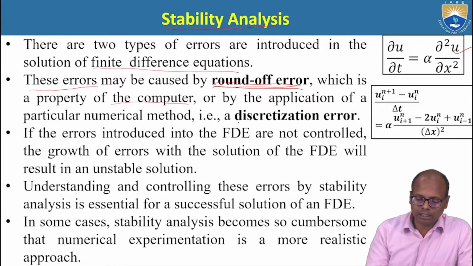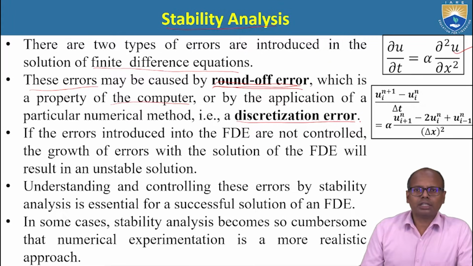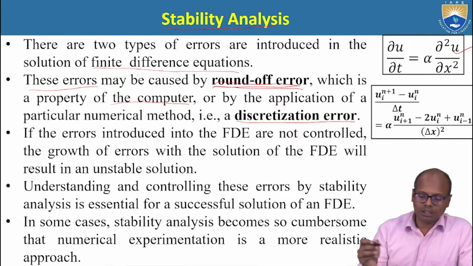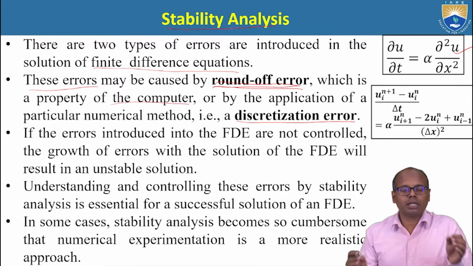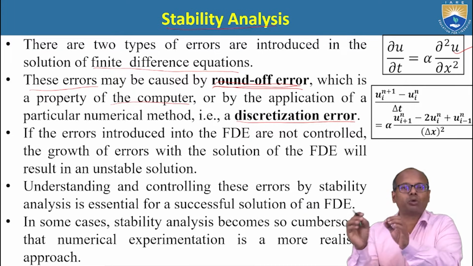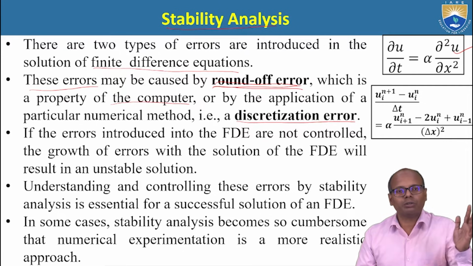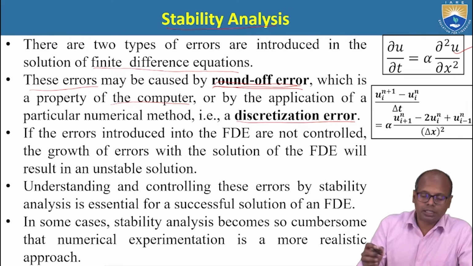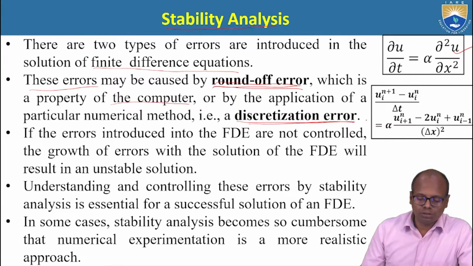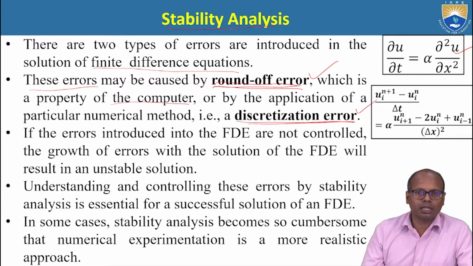The other error is the discretization error. The discretization error means we are not calculating the entire domain. We are calculating the solution at some discrete points. Because we are not evaluating the continuous space, there will be some error, and that error is called the discretization error. So we will get this kind of errors, the round-off error and discretization error, in solving the finite difference equations for the given particular problem.